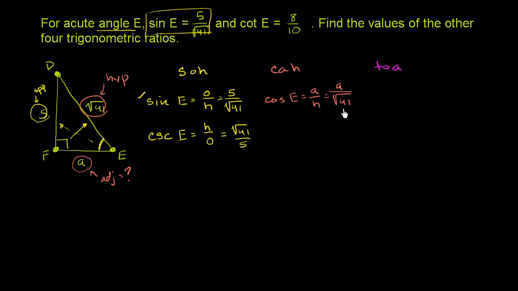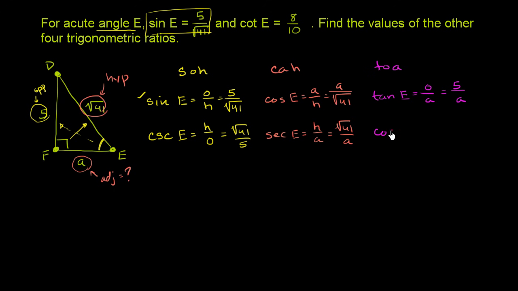Maybe we can get a little bit more information that helps us figure out what A is over the course of this problem. If we wanted to figure out the secant of E, that's just the inverse of the cosine. It's hypotenuse over adjacent, so it's going to be square root of 41 over A, whatever A is. Now let's use TOA. That tells us that the tangent of E is equal to the opposite over the adjacent. The opposite side to angle E is side DF, with length 5. And we still don't know the length of the adjacent side, so I'll just write A right over there.